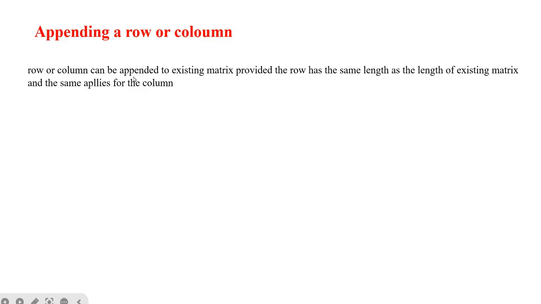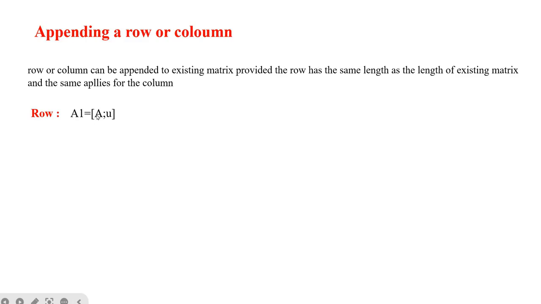So the row which you are adding to the existing matrix should match the length of that, and the same applies for the column also. That is, the size of the column vector which you are appending to the existing matrix must be of the same length. So the command to add a row is A1 is equal to opening bracket A semicolon and the row vector. This is the new matrix which will be formed after appending the row.